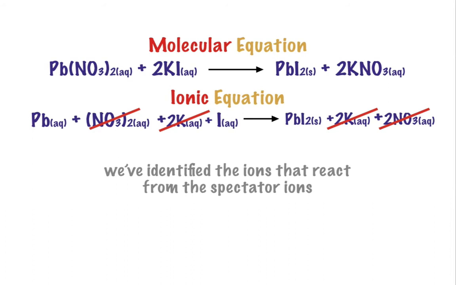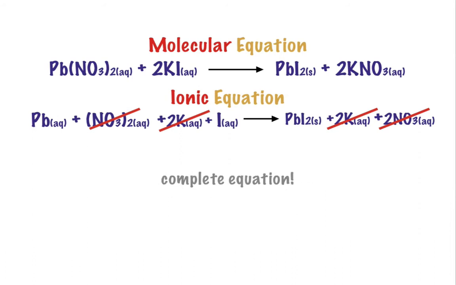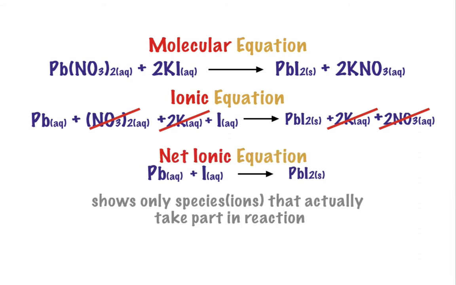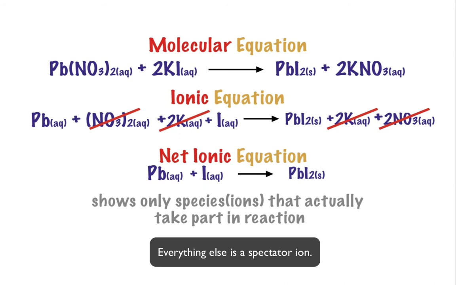Okay, so we've identified the ions that react from those that do not react, the spectator ions. So now I can make a new equation. I can complete the equation, and my new equation will have lead aqueous plus iodine aqueous reacting and making a product of lead 2 iodide solid, or a precipitate. This new equation is called my net ionic equation. Net meaning what I'm left over. These net ionic equations only show species or ions that actually take part in the reaction.